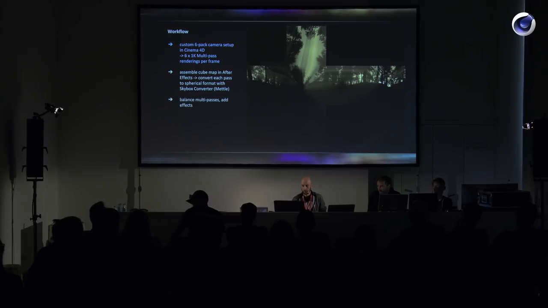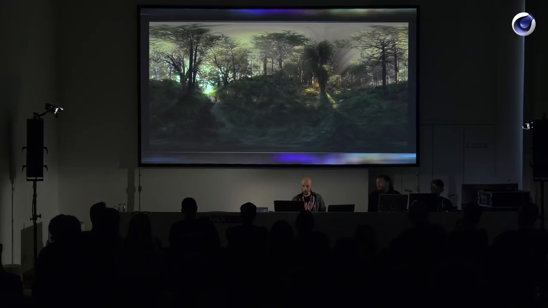And then I balanced the passes, added the effects, previewed with the Skybox viewer, and rendered the final spherical 4K image. Then I previewed the encoding with the VR player on PC, or at that time with a Cardboard with my phone. And you can see, for example, the raw passes from Cinema 4D added over one another.